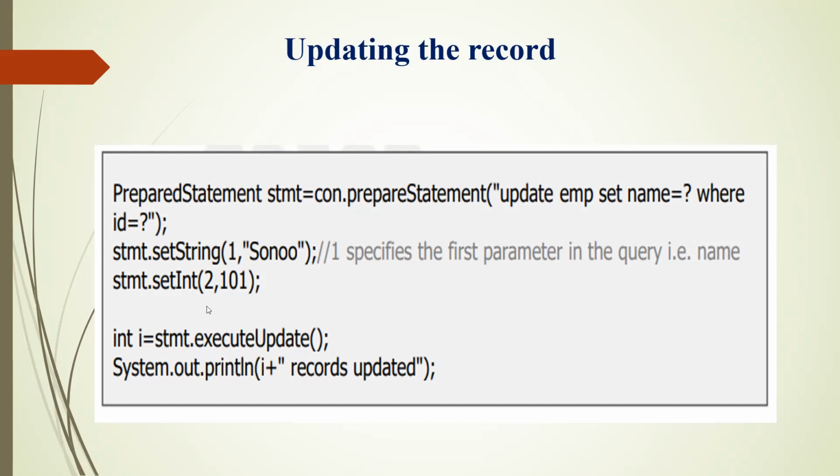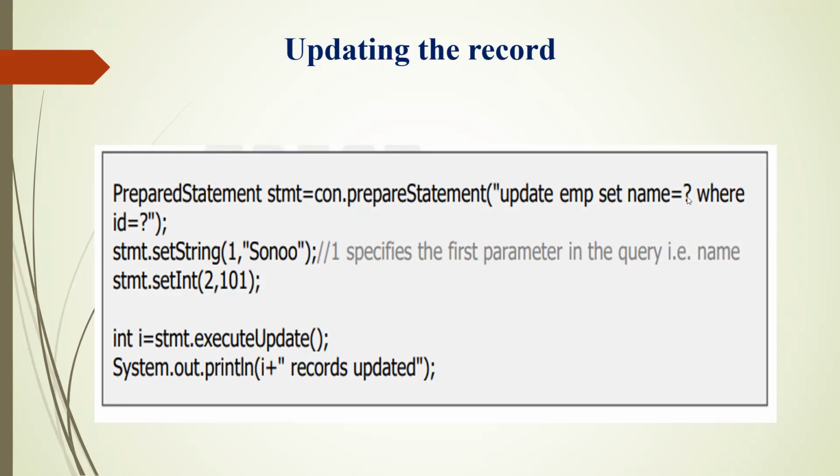After that, these are the important things for updating. PreparedStatement statement is equal to con.prepareStatement("update employee set name = ? where id = ?"). Any input we pass will be set here. Suppose for ID 101, I want to change the name, which may be some Arun, to Sonu. For that, this query can be useful.